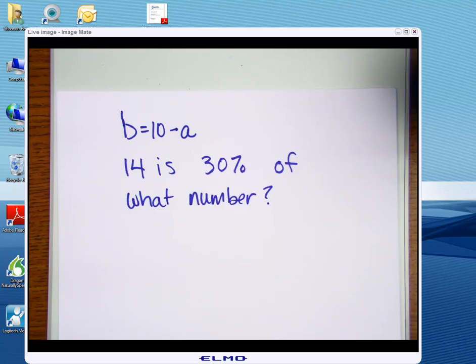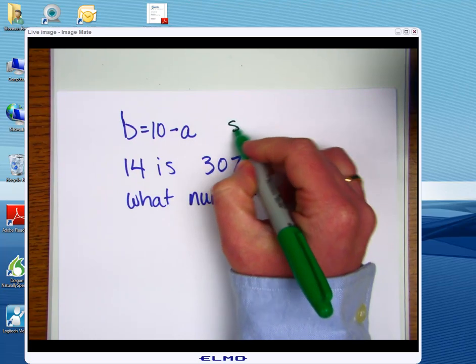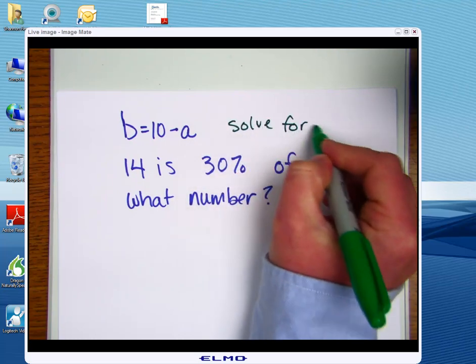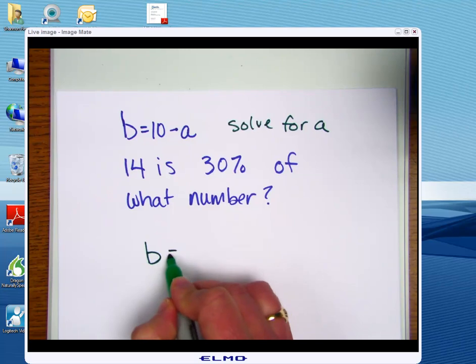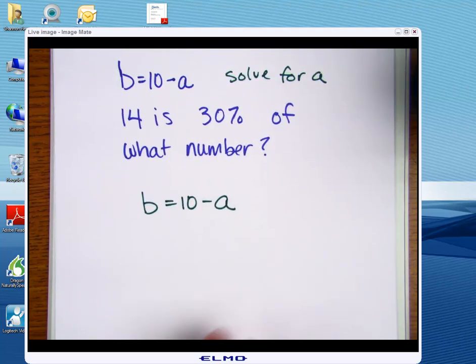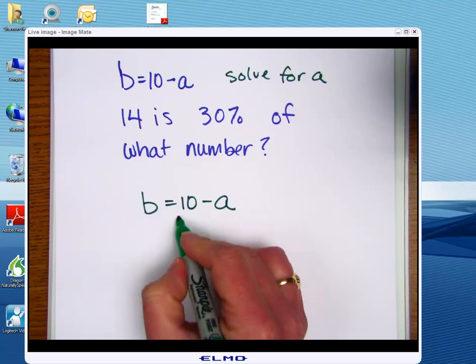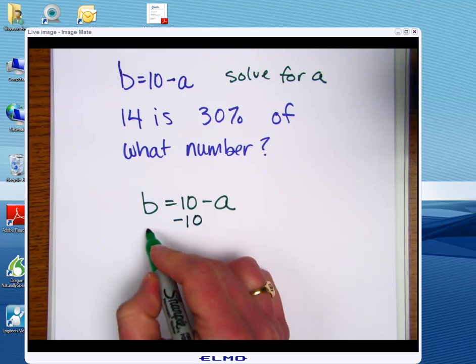The first one was: take this formula b equals 10 minus a and solve for a. Okay, so we have b equals 10 minus a. Our goal is to isolate a on one side of the equation. You can do this one of two ways. The first way I'll show you is subtract 10 from each side.